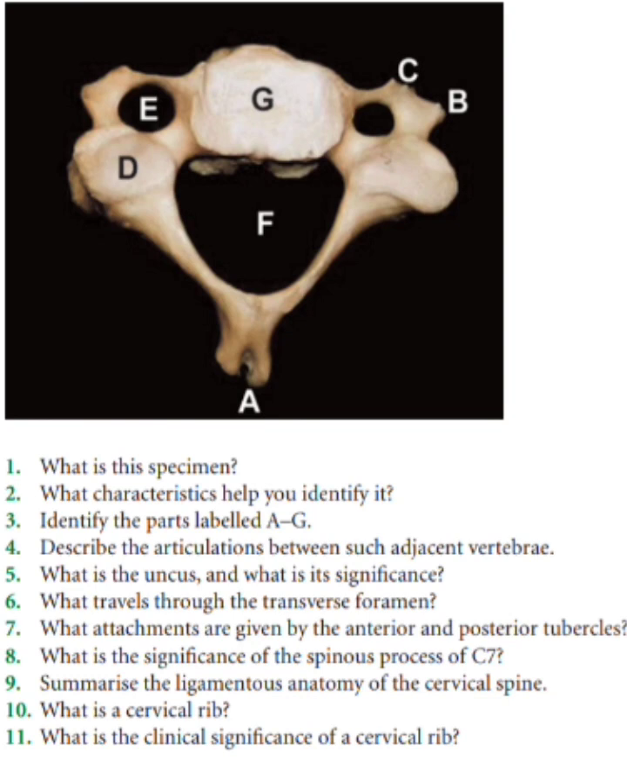So the third question is to identify the parts labeled from A to G. A is the spinous process, bifid and short. B is the posterior tubercle of the transverse process, and C is the anterior tubercle of the transverse process. D is the superior articular process.